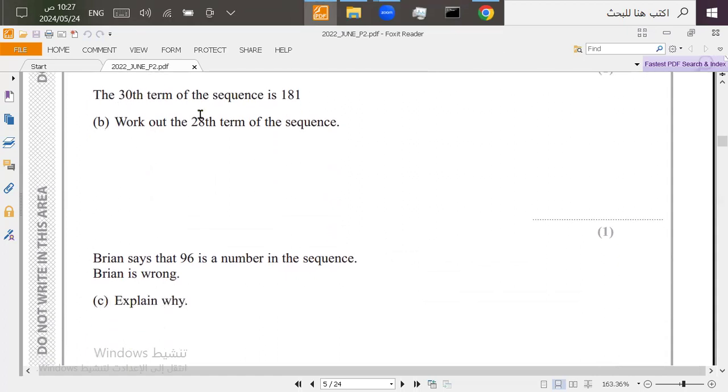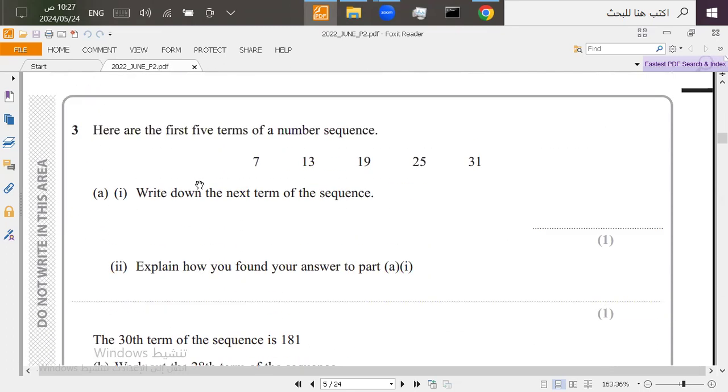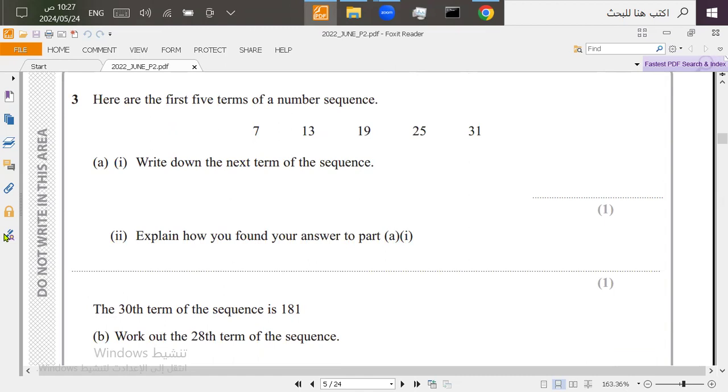The 30th term of the sequence is 181. Work out the 28th term of the sequence. So first, we can subtract 12 from here. We're talking about the same sequence. Or we can find the nth term and work with it. So because we know that we're adding 6, let's put it here. We can say that we're adding 6. It means 6n, right?